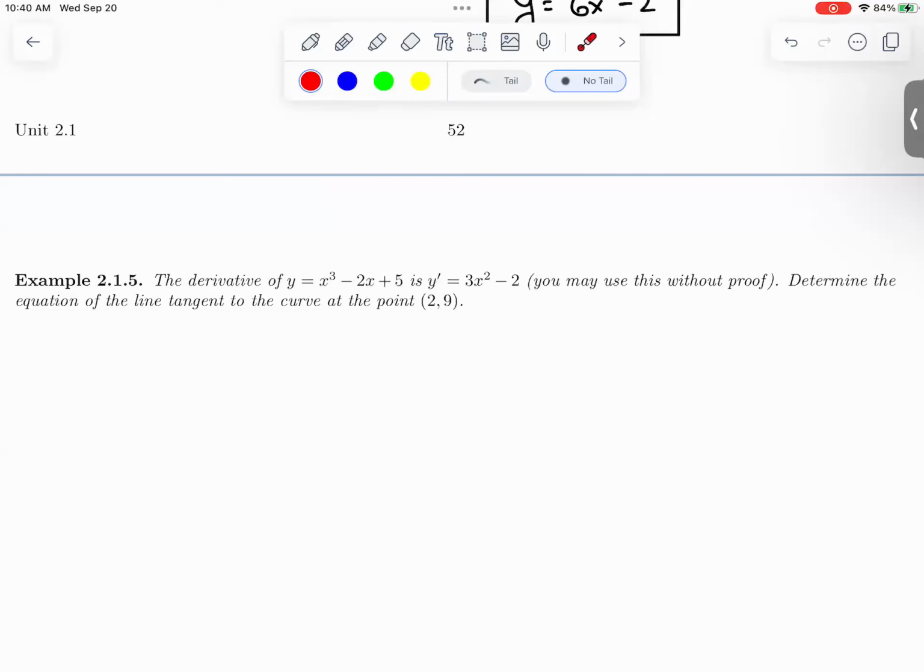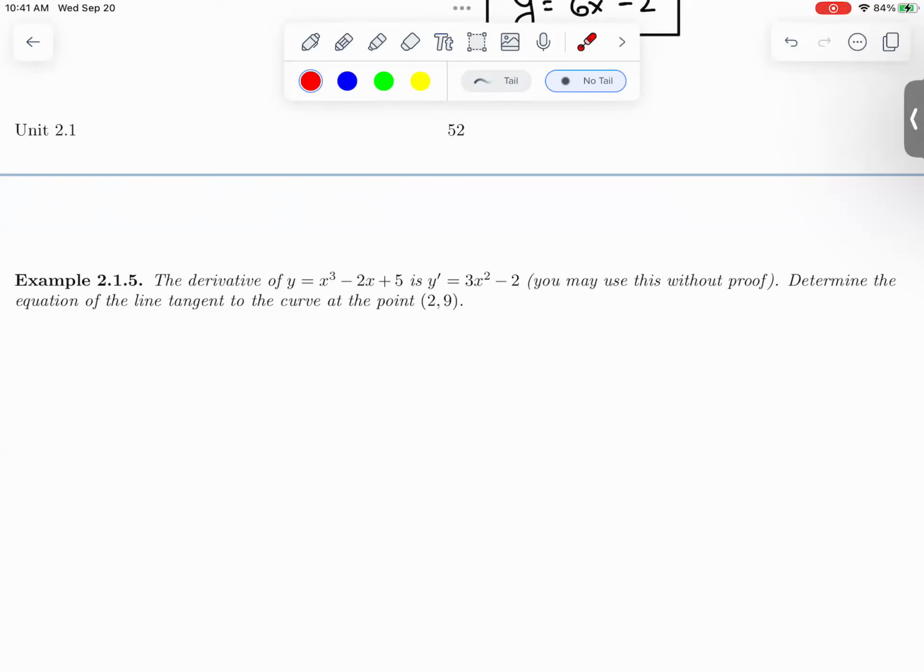Though if you want to have a great time this weekend, buddies, highly recommend it. It's a good one. You get to practice foiling out a trinomial, right? Do an x plus h three times. It'll be a blast. I really recommend it.